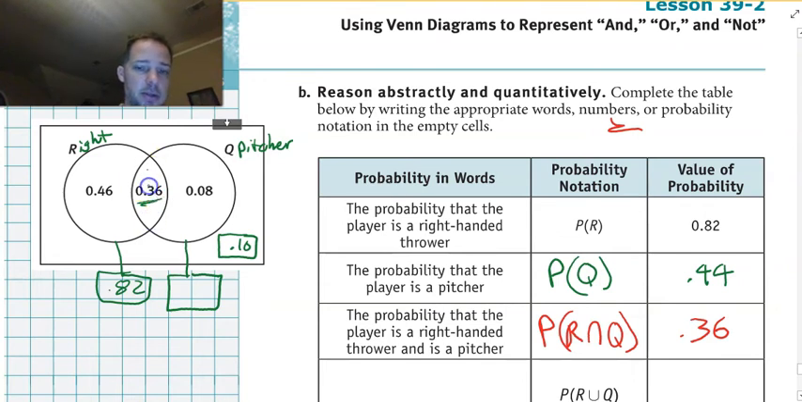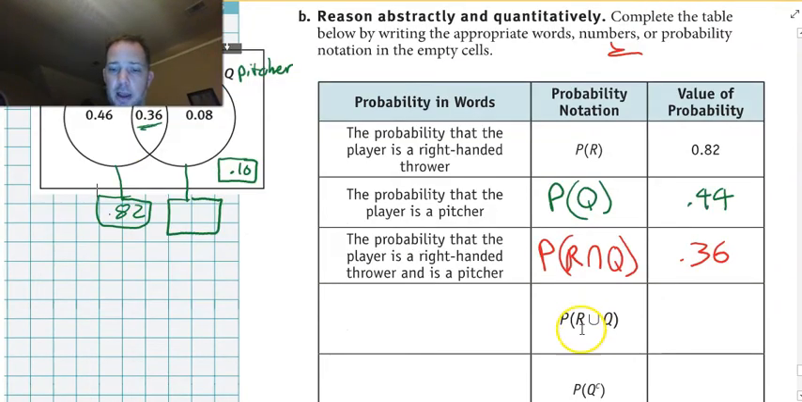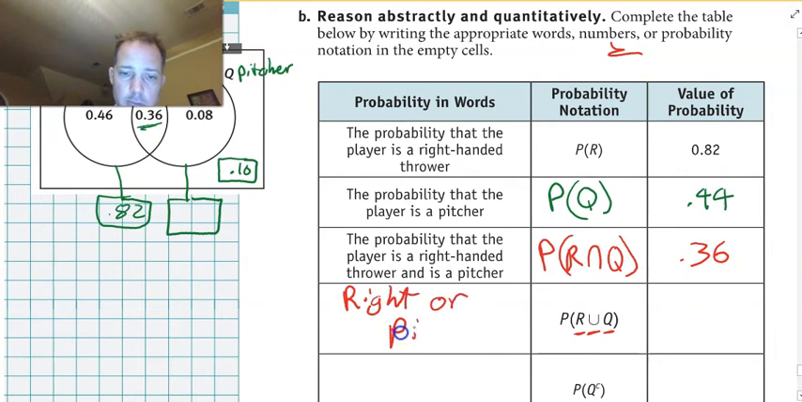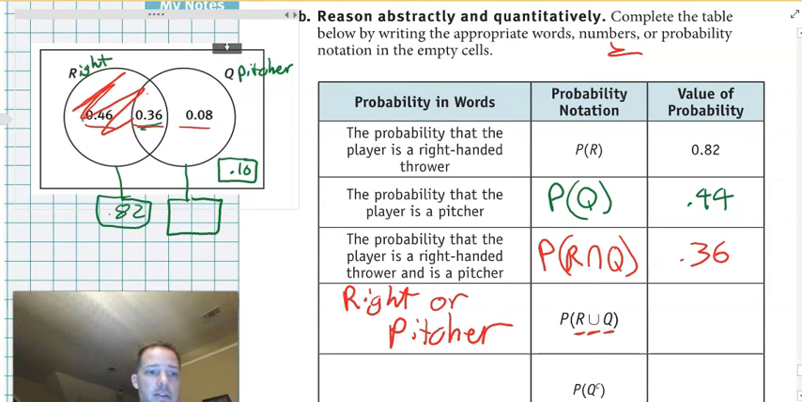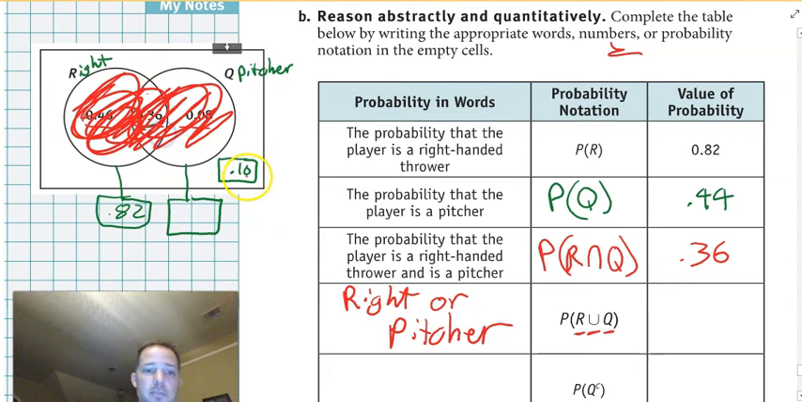What about the probability they're right-handed or a pitcher? Okay, and that's going to be these three regions. That's going to be all of this one, and this one. So we add up those three, or I know it's going to be 0.9 from how much is not in there. So that should be 0.90.